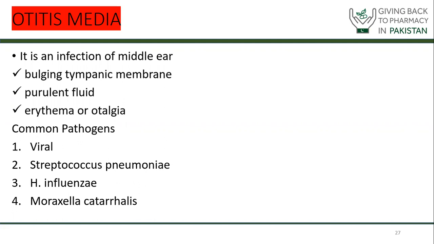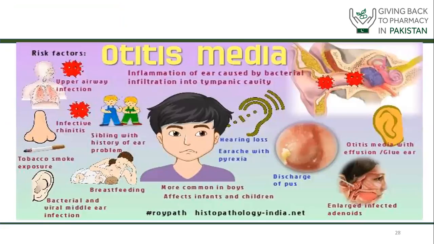So what are the risk factors that cause otitis media in children? Upper airway infection, infective rhinitis, tobacco smoke exposure, passive smoking. Breastfeeding is a positive factor, it reduces otitis media. Basically, if you are on bottle feed, then it might cause otitis media.